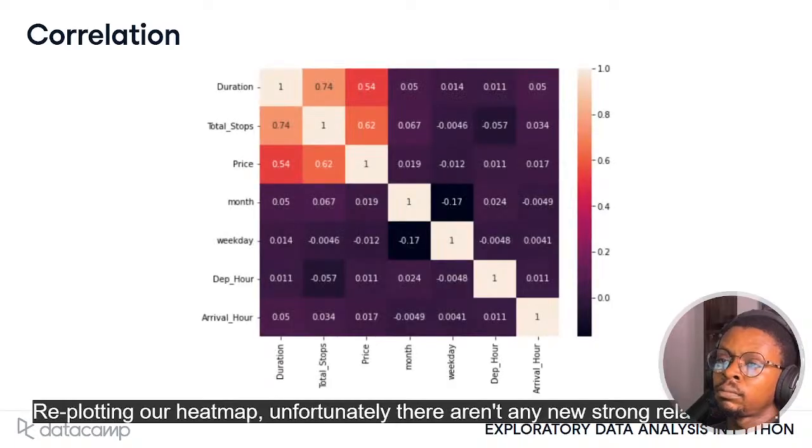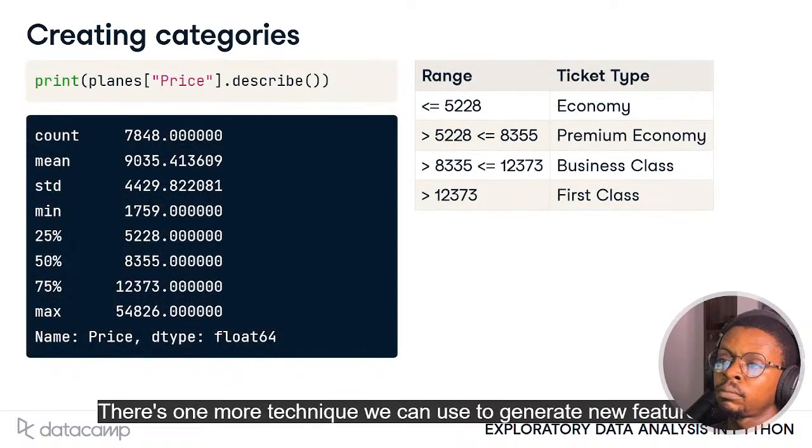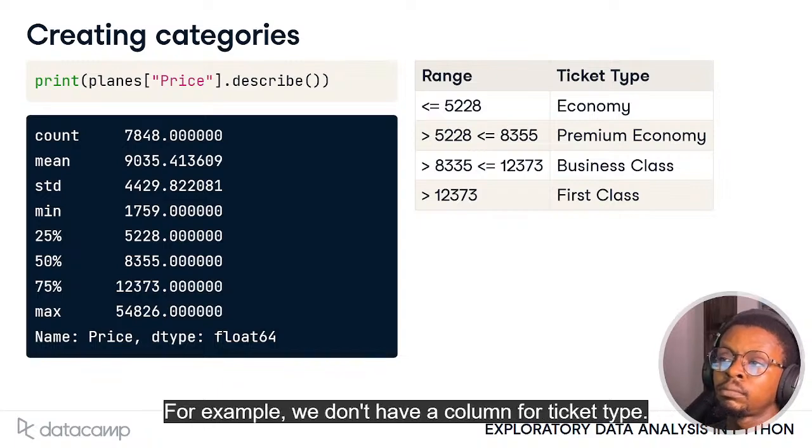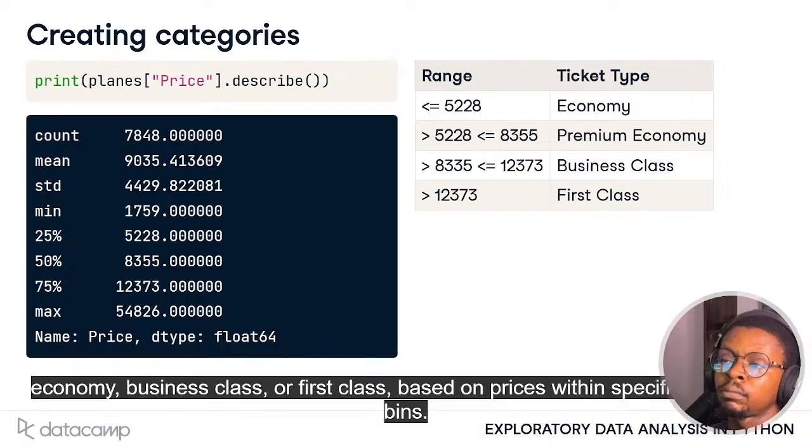Replotting our heat map, unfortunately, there aren't any new strong relationships, but we wouldn't have known this if we hadn't generated these features. There's one more technique we can use to generate new features. We can group numeric data and label them as classes. For example, we don't have a column for ticket type. We could use descriptive statistics to label flights as economy, premium economy, business class, or first class, based on prices within specific ranges or bins.